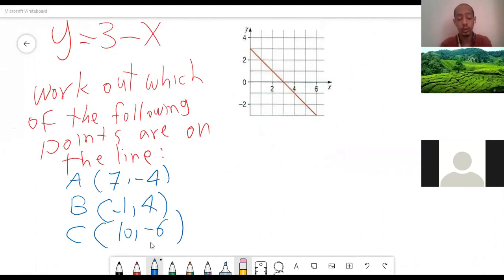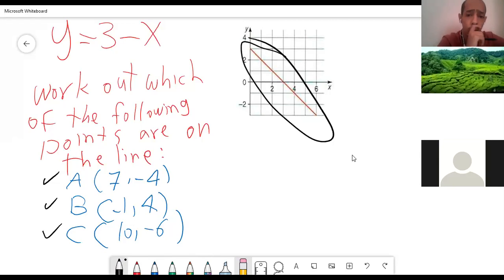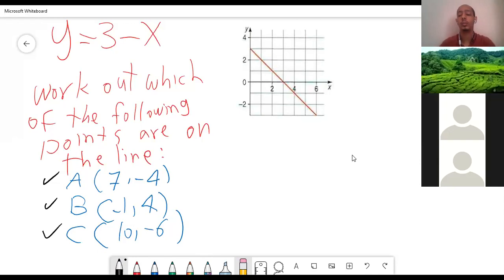What we are going to do is look at which of these points. We have 3 points here, A, B, and C. We need to make sure which of these points are on this line, and which are not. How could we know that? Who can tell me how we could know if the points are on the line or not?